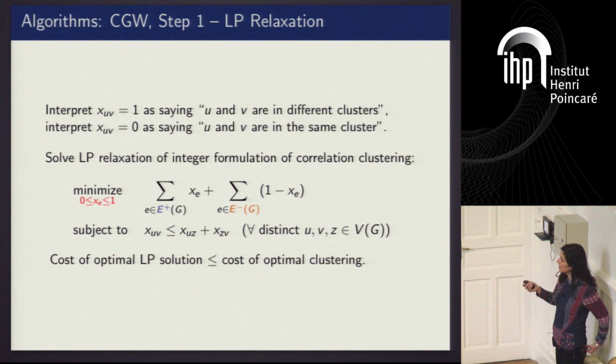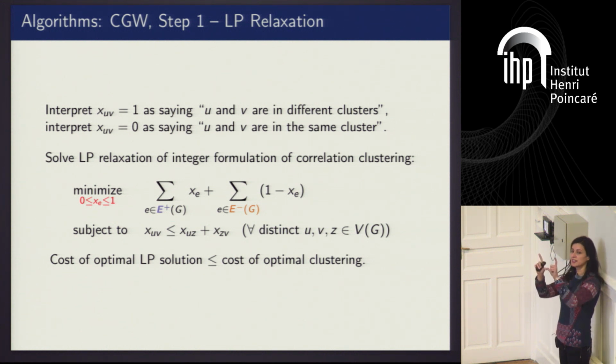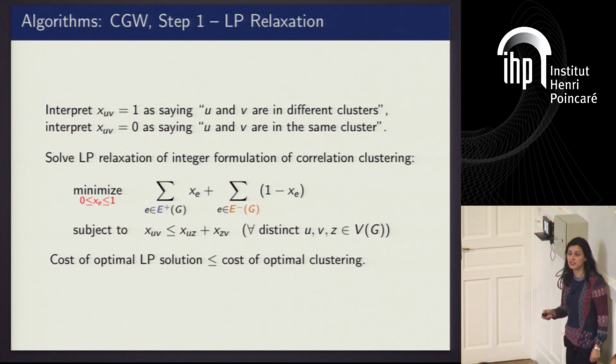And the only constraint you have is this constraint here for all pairs of vertices, because if you placed two edges that intersect at one vertex in the same cluster, then you have to place the third edge into the same cluster as well. There is no way to wiggle out of that constraint.